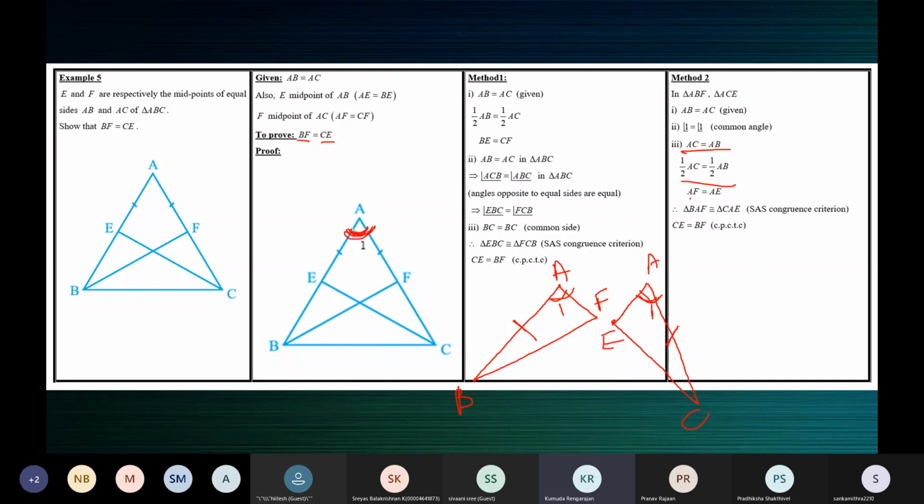Now take the other halves. What is half of AB? AE or BE? Half of AB is AE or BE. Let's take AE. And half of AC is AF or FC. Let's take AF. So like this, we have AF is equal to AE. So by the SAS rule, the two triangles are congruent to each other.